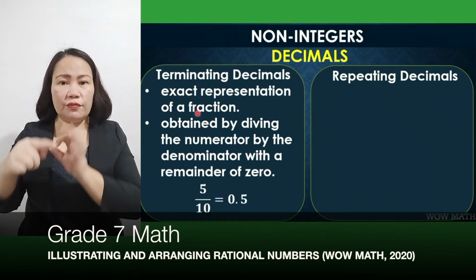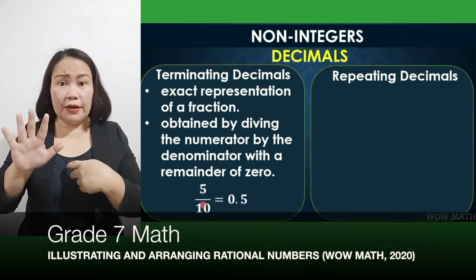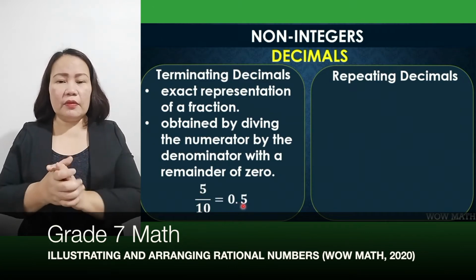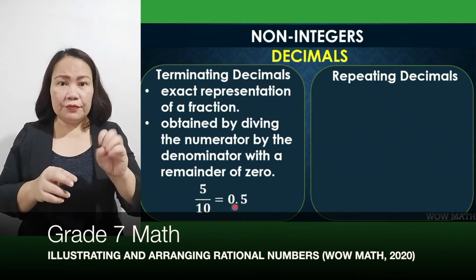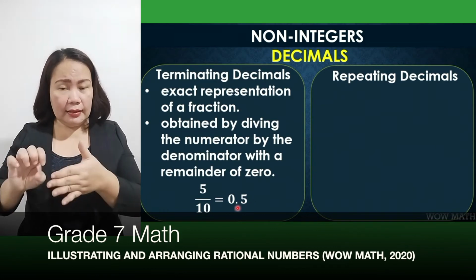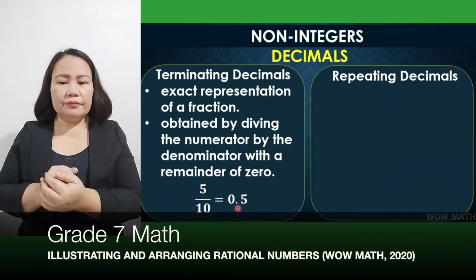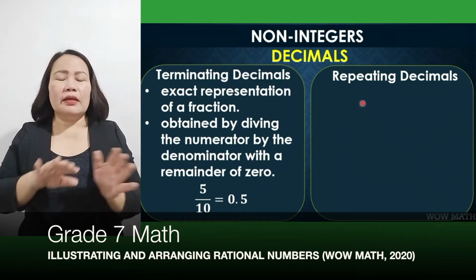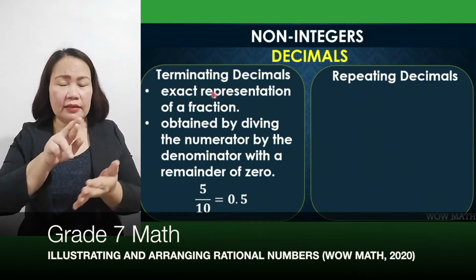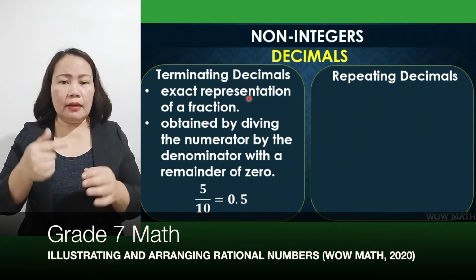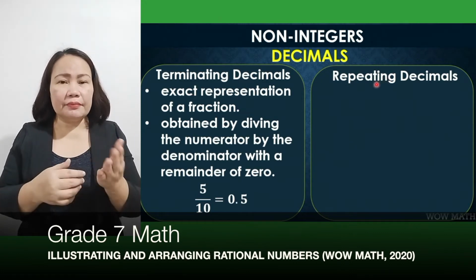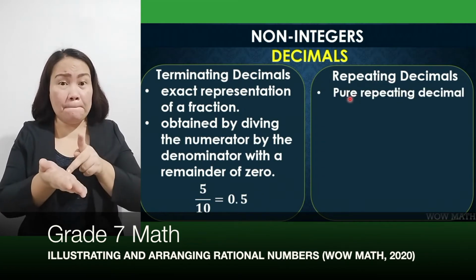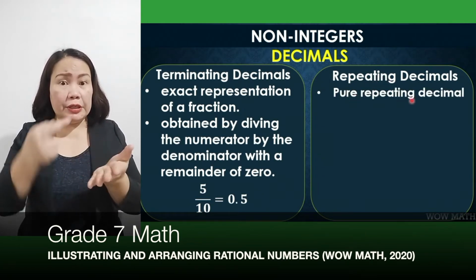If I have, let's say, 5 over 10, if we're going to divide this, that is 0.5 or 0.50. Alright? Eksakto siya. Walang remainder, exact ang ating decimal. Now, for repeating decimals, we have two kinds of it. First, we have the pure repeating decimal.